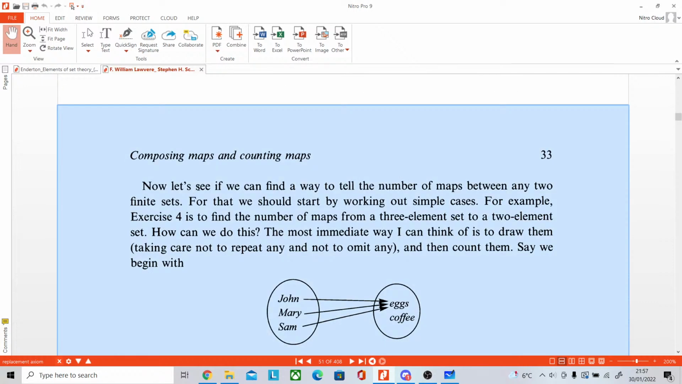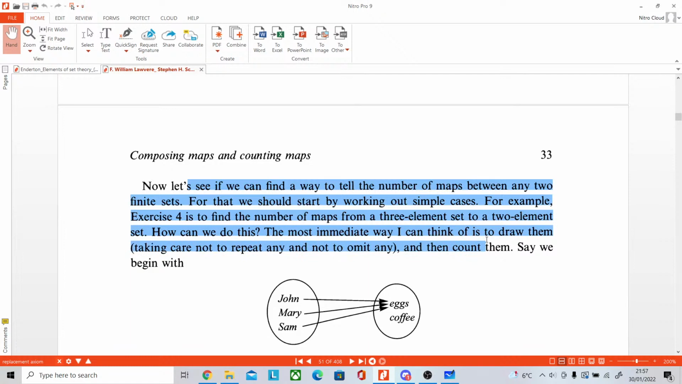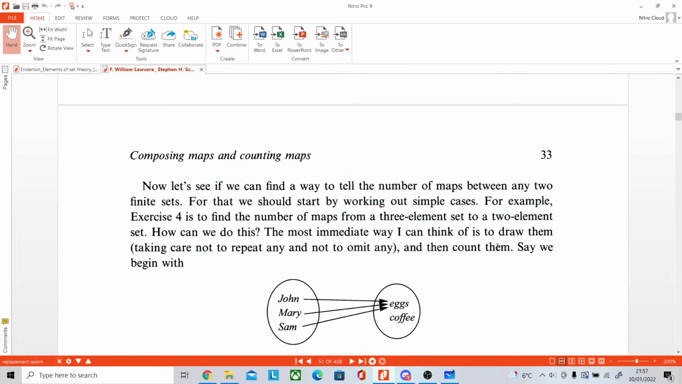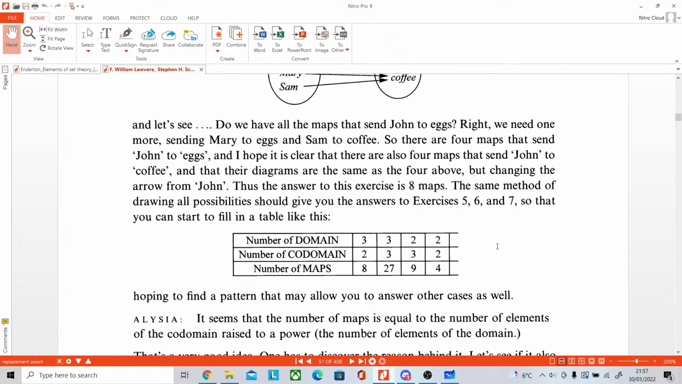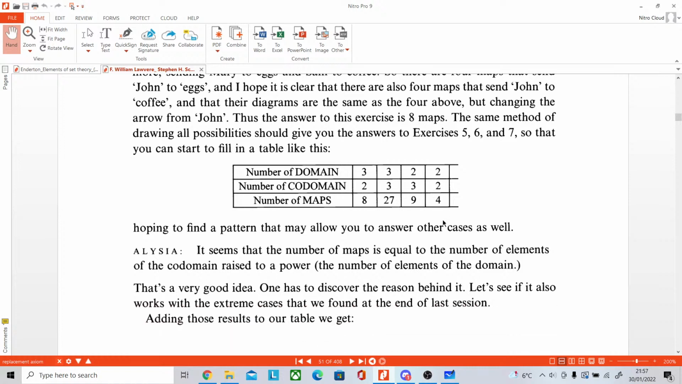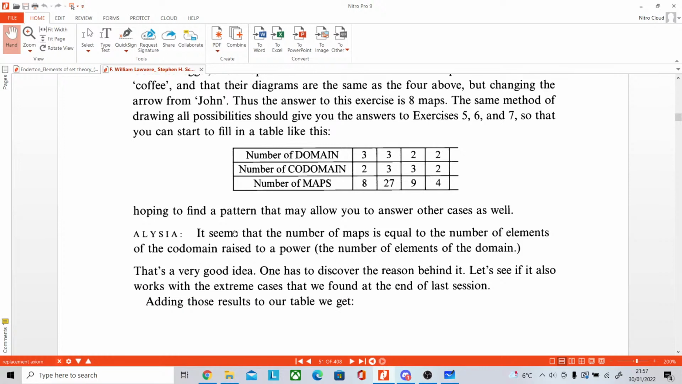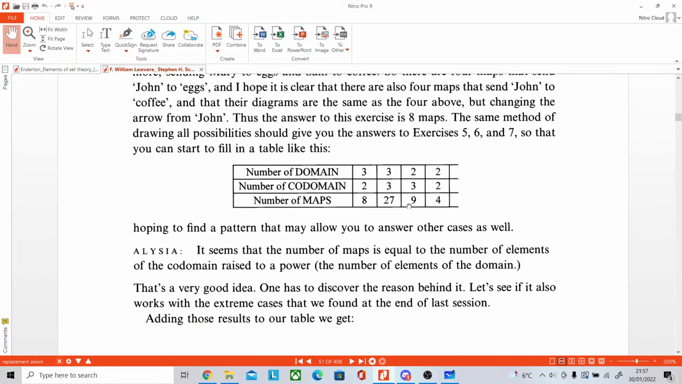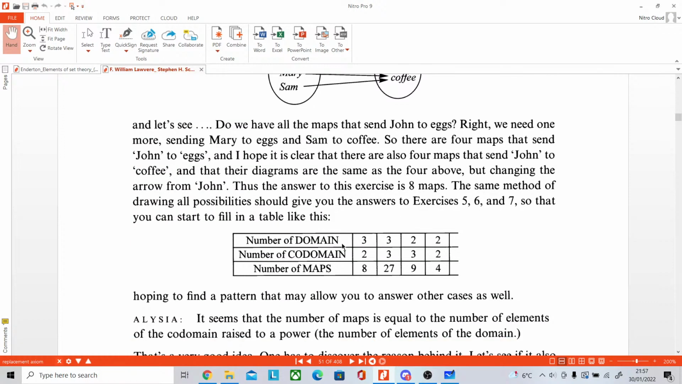Now let's see if we can find a way to tell the number of maps between any two finite sets. For that, we should start by working out simple cases. We sort of figured this out already. We had the formula, right? It's 2 to the power of 3, 3 to the power of 3, 3 to the power of 2, 2 to the power of 2, right? Yeah, so it's the right side, because the codomain is usually on the right side, set to the power of the left side set.